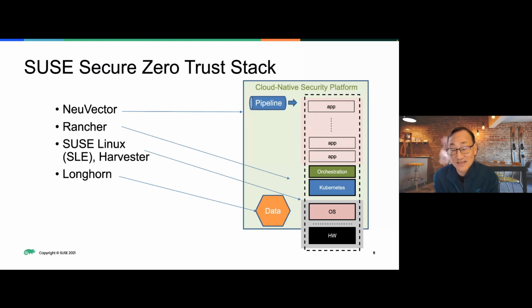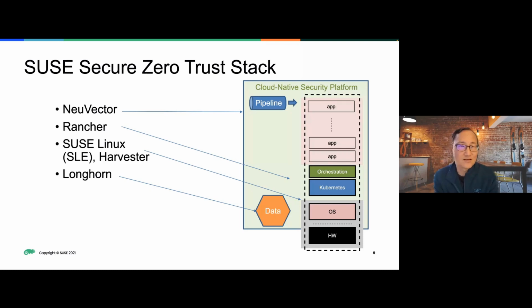And then down at the data layer, the critical layer that Faye talked about, Longhorn is the storage solution that's integrated also with the Rancher stack. And Longhorn can implement encryption of data at rest. And in addition to that, the NewVector solution can ensure that data in motion in network connections, either between your application microservices or ingress and egress out of the cluster, are also encrypted so that the data is protected when it's in motion as well.